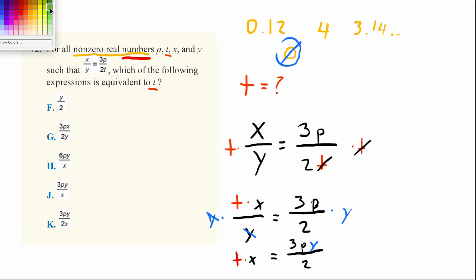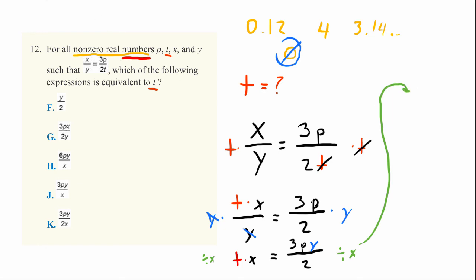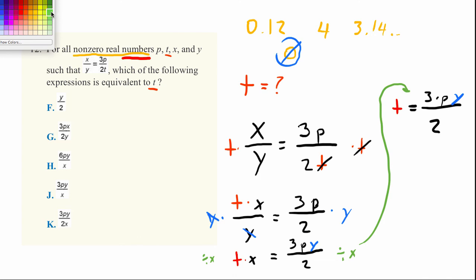All we really need to do now is divide everything by x. So let's divide this side of the equation by x, and let's divide this side of the equation by x. And here, I'll go up here to show you what that is. So t times x divided by x, well, the x's are going to cancel, and so we're just left with t is equal to 3 times py divided by 2, divided by x as well. Let me just put the x in green to keep it clear, divided by x.